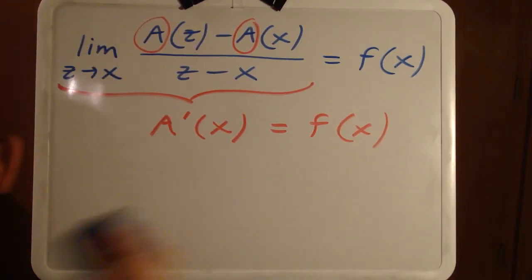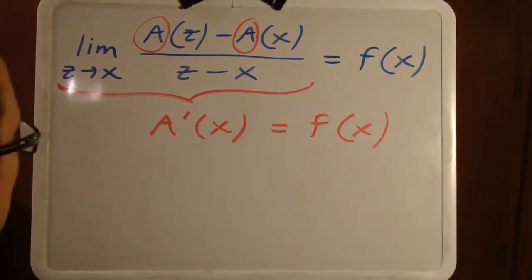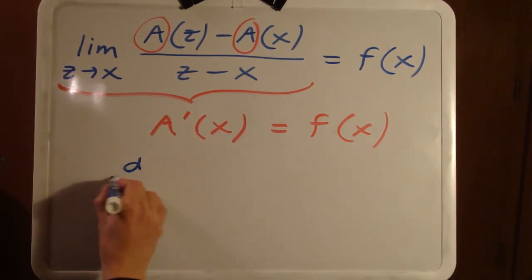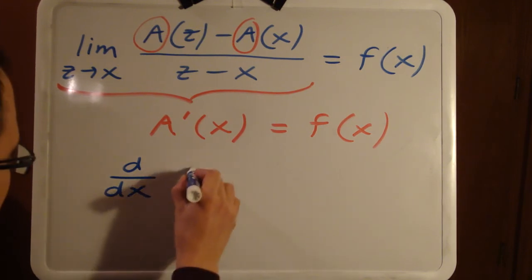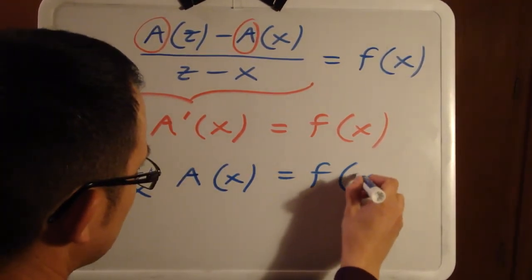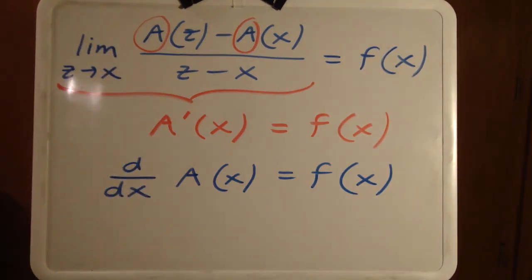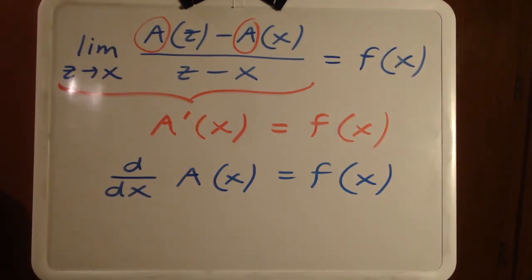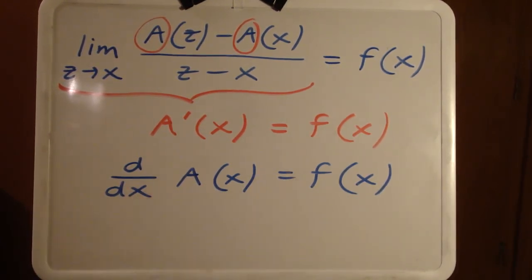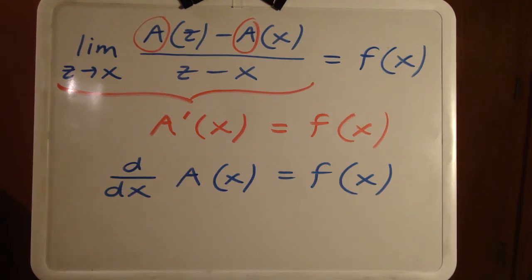I'm going to write this another way because this is often expressed differently. If you have A prime here, you could say, using the operator notation, d/dx of A of x is equal to f of x. And this here is actually known as the first fundamental theorem of calculus. It's really telling you the rate of change of the area function is equal to f of x.